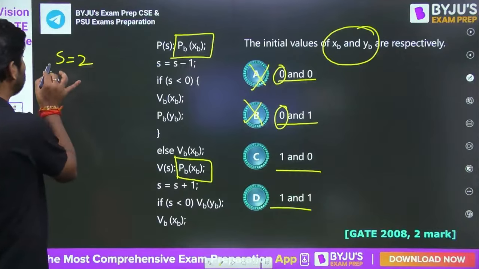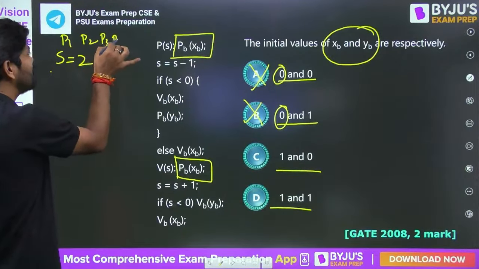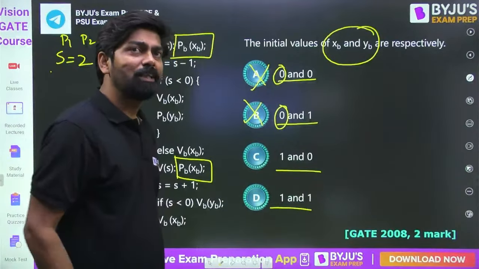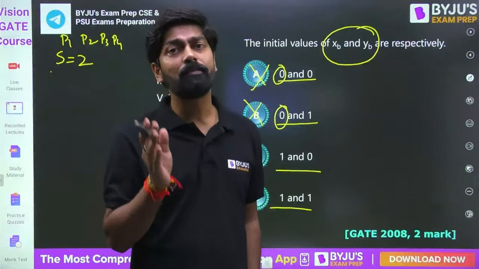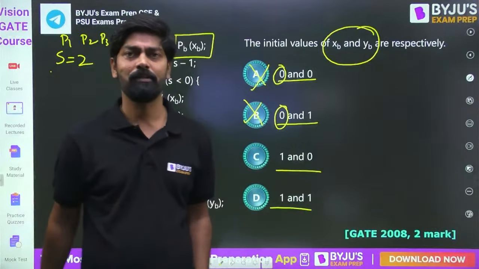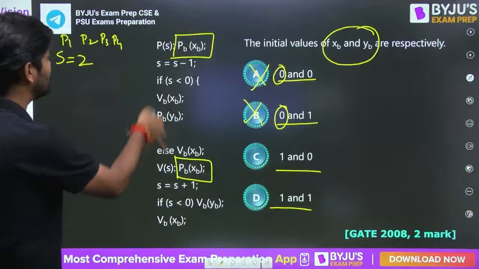Let's suppose we have P1, P2, P3, P4, four processes. So S equal to 2 means what? Two successful down operations means two processes will be inside the critical section at any point of time. Two processes will be inside the CS. So let me try to analyze this code here.